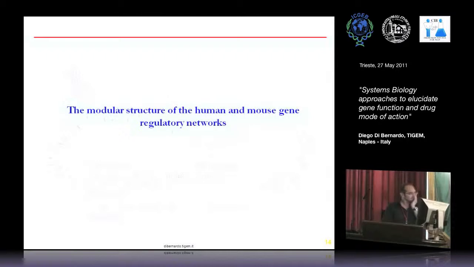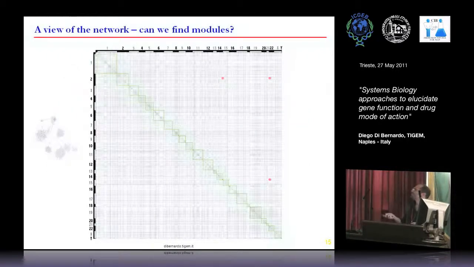I'll go now quite quickly. This is just to show you a view of the human network at the genome scale. We ordered here genes according to their chromosomal position, and you have a black point if two genes are interacting, that is, they are co-expressed according to our analysis. And we verified that genes belonging to the same chromosome have a higher tendency to be co-expressed.